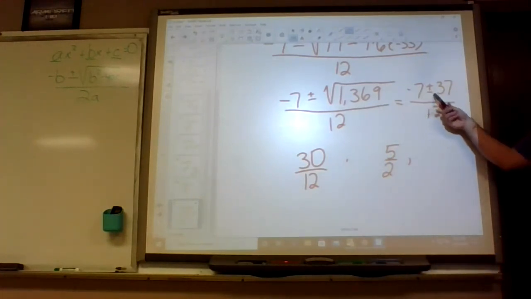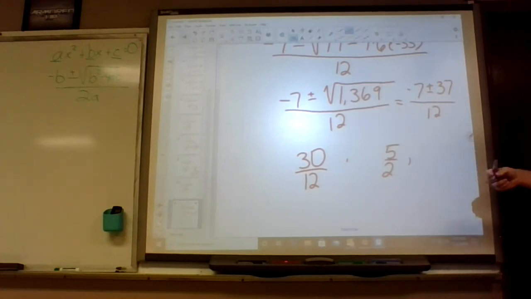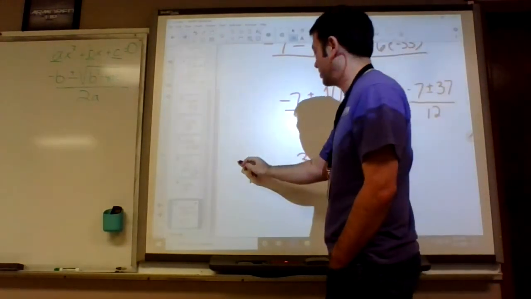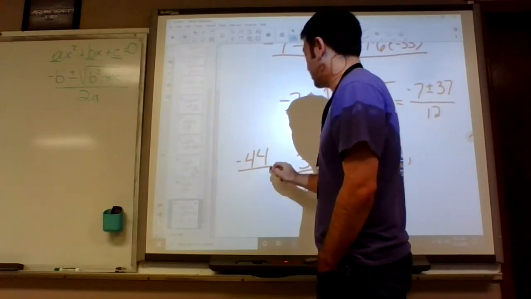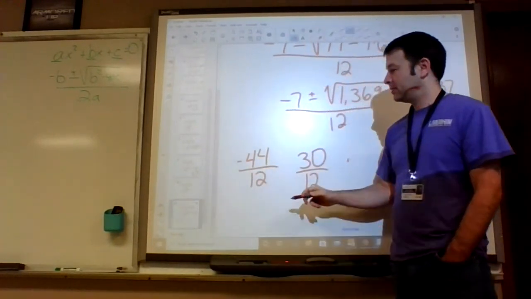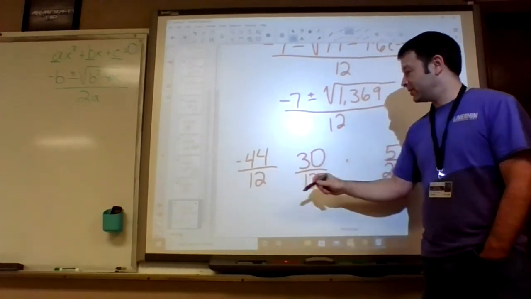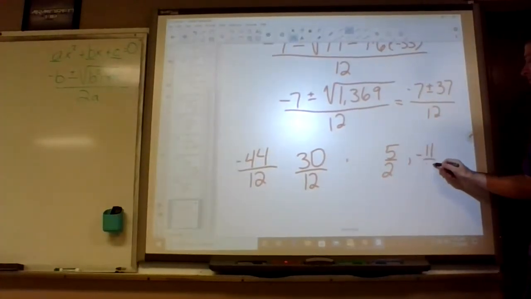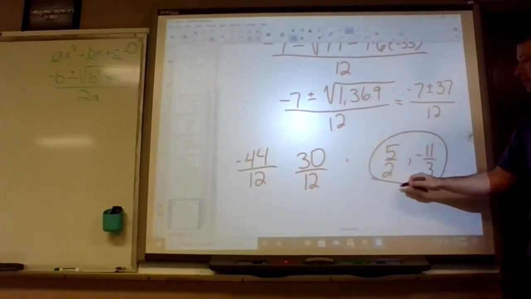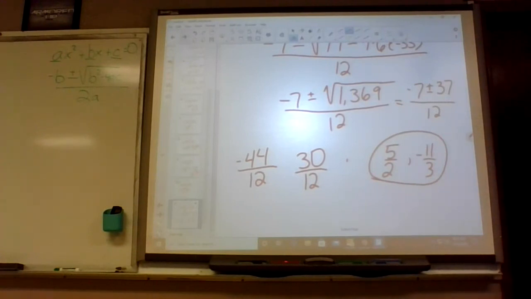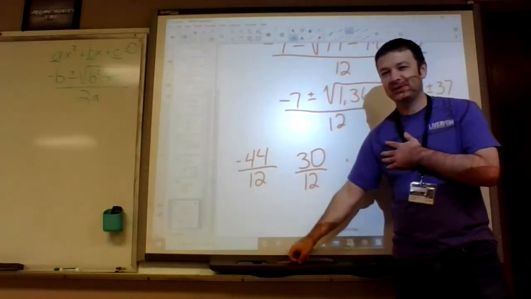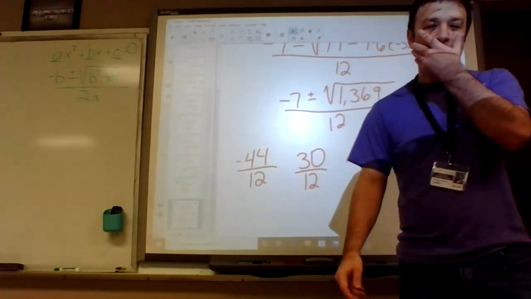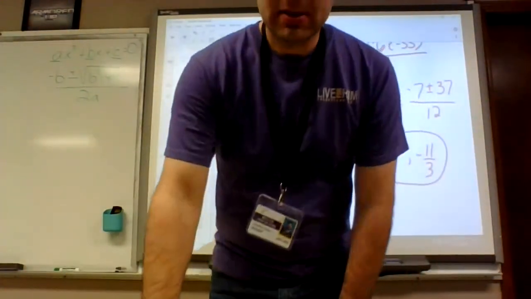Okay, what's negative 7 minus 37? Uh-oh. Negative 44 over 12. 11 over 3. Yeah, divide by 4, 11 over 3. Well, negative 11 over 3. You're a little late on that one, huh? Well, actually, it's because he forgot the negative, so I was almost first on that. No, but I did get it. Alright, good luck. Very good.